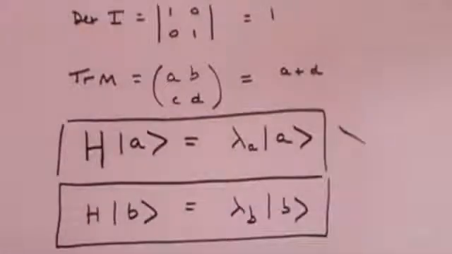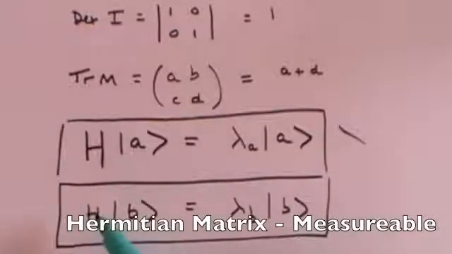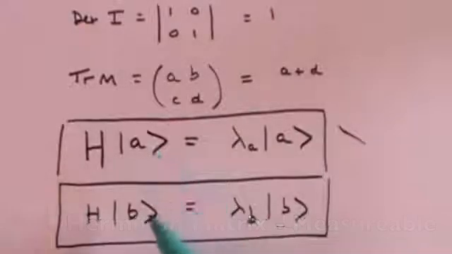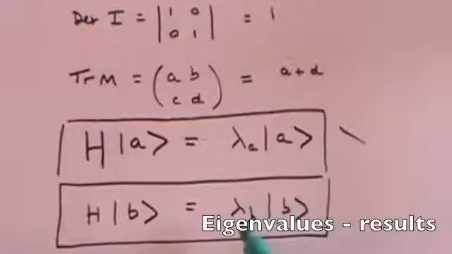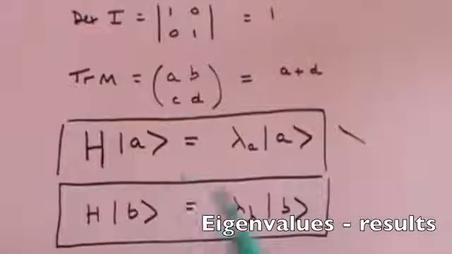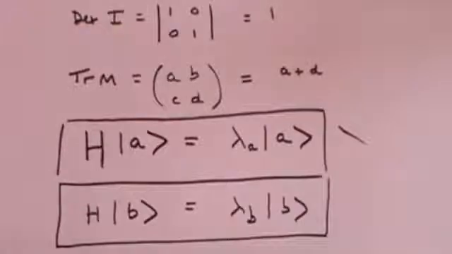And what the physics says is that the Hermitian matrix represents a measurable, or an observable, something that you're going to actually measure. The eigenvectors represent the possible states of the system, and the eigenvalues represent the actual results you get when you make the measurement. I hope all will become clear when I do some examples of this in a moment.